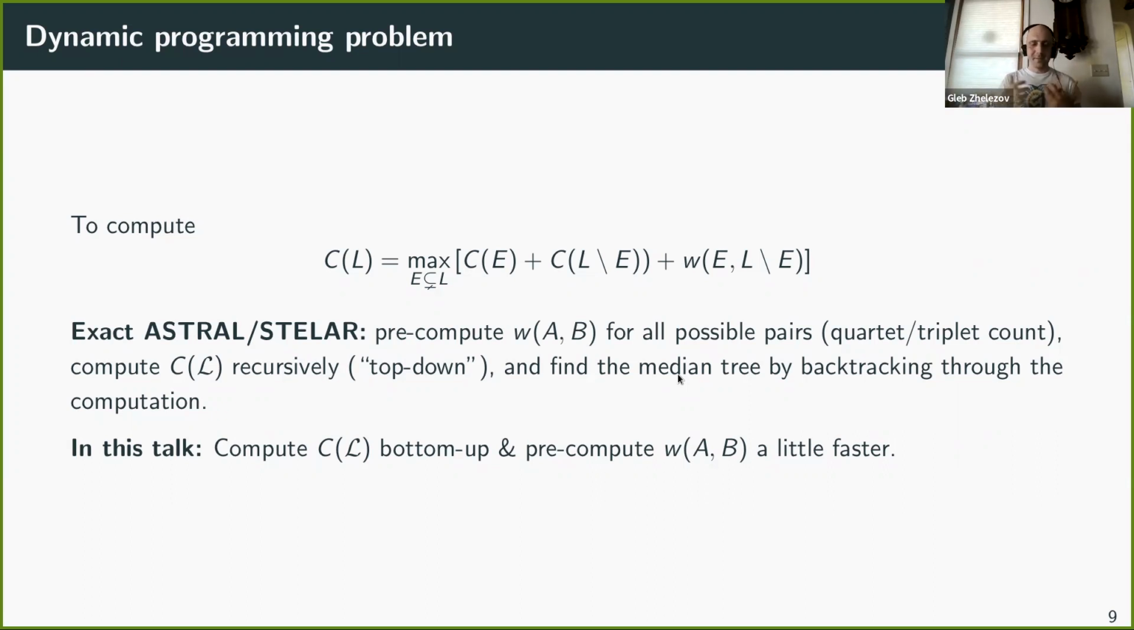So it's basically like computing the Fibonacci sequence. And rather than recording the values of the Fibonacci sequence first, you say, well, f sub n is equal to f sub n minus 1 plus f sub n minus 2, and then you have this bifurcating diagram. And this is what Astral and Stellar do. So in this talk, we'll do something a bit different. Rather than do that, we'll compute C of L bottom up and pre-compute the weights just a little bit faster.